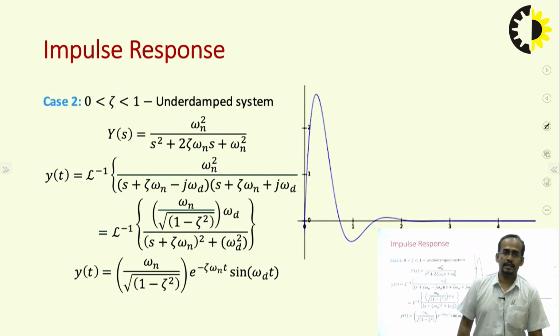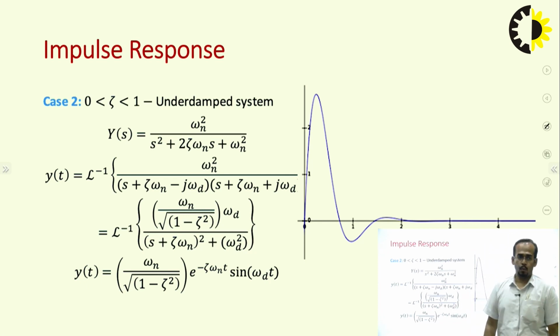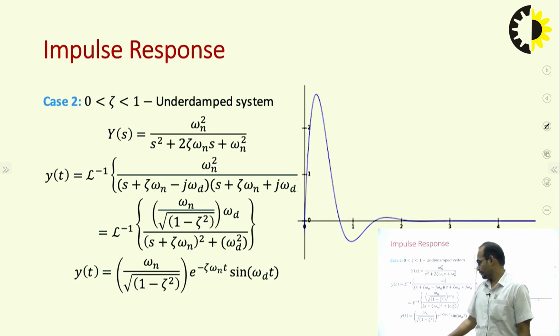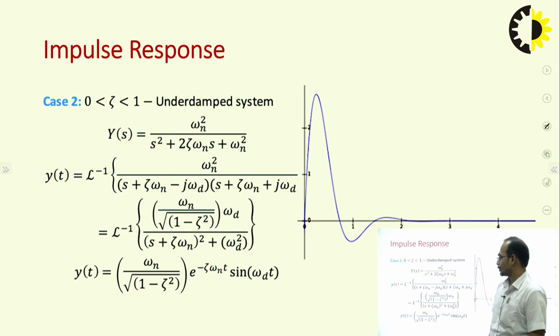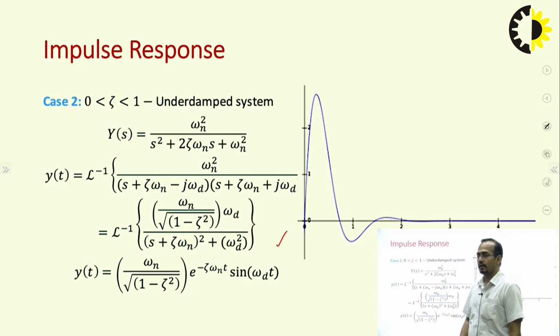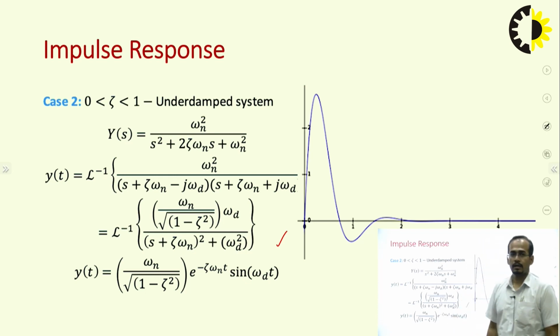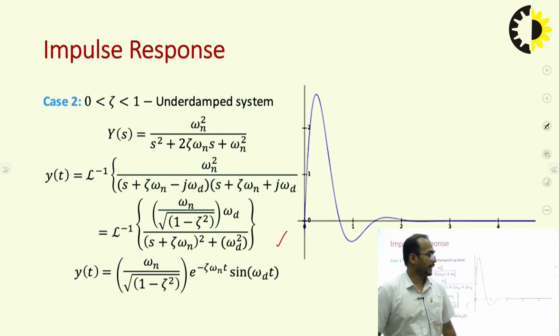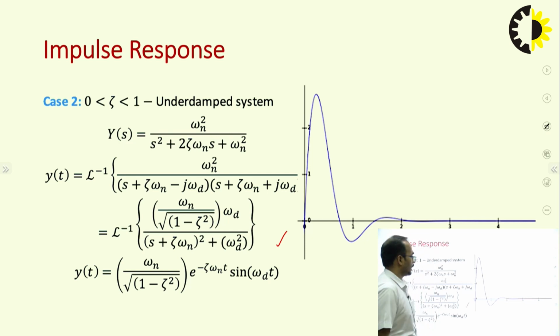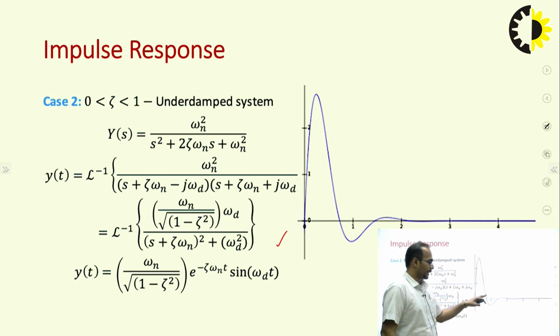If zeta lies between 0 and 1, then the response will be like this. Ys will be equal to omega n square upon s square plus 2 zeta omega n s plus omega n square, and Yt will be equal to this. Then this is also a sine wave signal with an exponential signal. So, the response will be like this. Yt is equal to omega n upon under root 1 minus zeta square e power minus zeta omega n t sin omega d t.